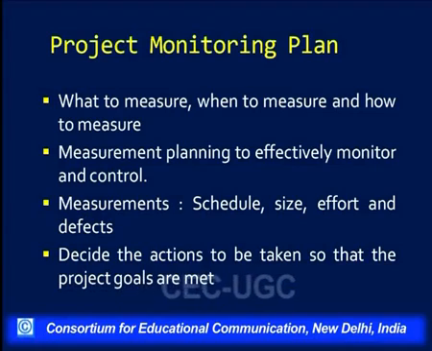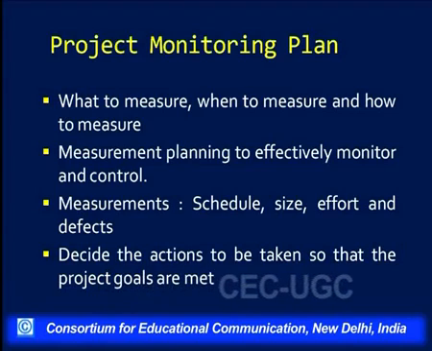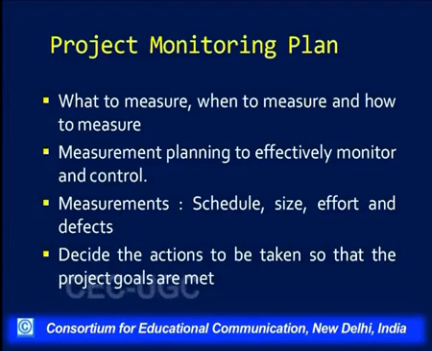The last phase of project planning is project monitoring planning. In this case, we decide how the measurement planning is to be done. We measure the schedule, the size, the effort and the defects in the system, and then a decision is taken so that the project goals are met. The task of the project manager is to see that the system is working as per the schedule, making the best possible use of the resources, with minimum defects. All aspects of the system are monitored, and strategies are used to control the system if its behavior deviates from the standard set in the requirement specification document.